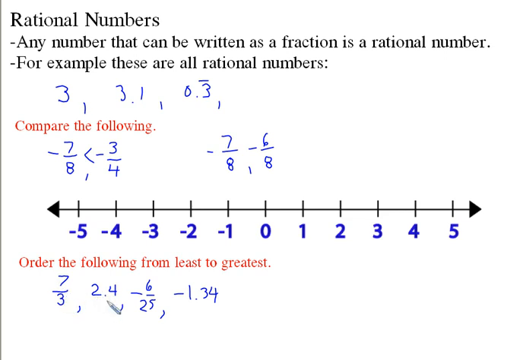If we were to order the following from least to greatest: 2.4, 7 over 3, negative 6/25, and negative 1.34. Again, all I would do is use a calculator to come up with what these answers are going to be. So 7 divided by 3 is going to be 2.33.